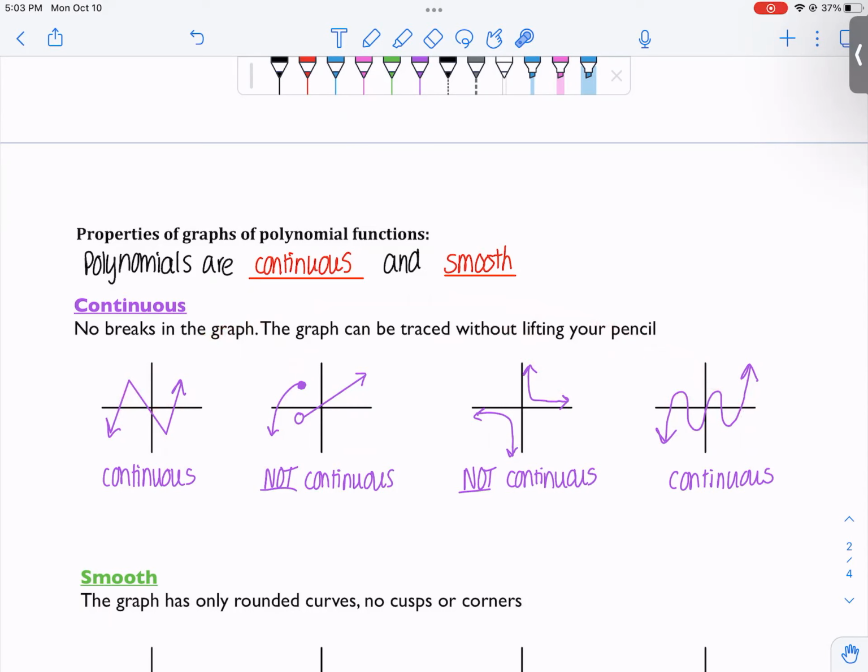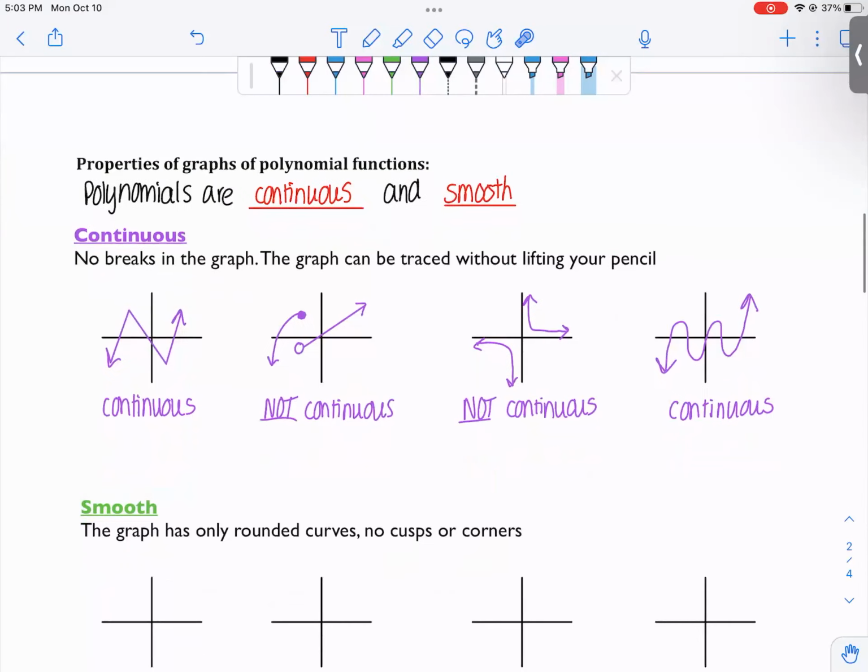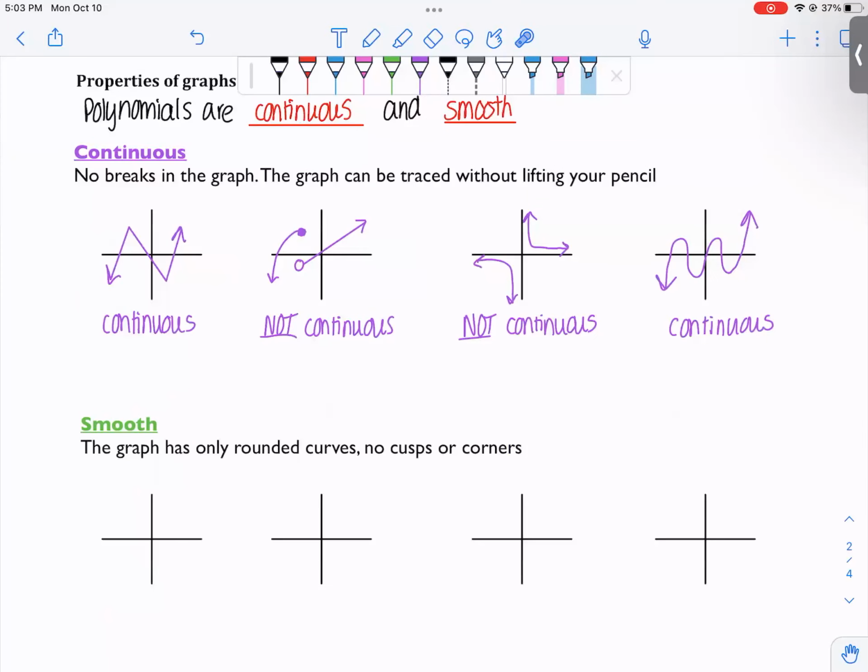There is another requirement, and that requirement is that the graph is smooth. In order to be smooth, we need to have rounded curves. We don't want any cusps or corners. And you might be wondering, what's a cusp versus a corner? A cusp is when you have something that's kind of curvy, and then you go down like that. So this little pointy point right here, that's a cusp. A corner, on the other hand, is when you have two straight pieces that join each other. So I have a straight piece and a straight piece right here. This is a corner.